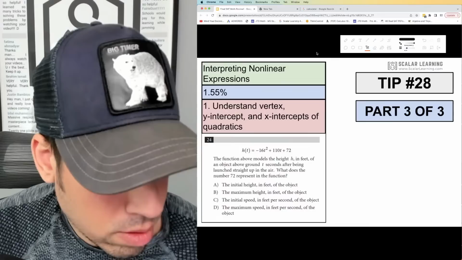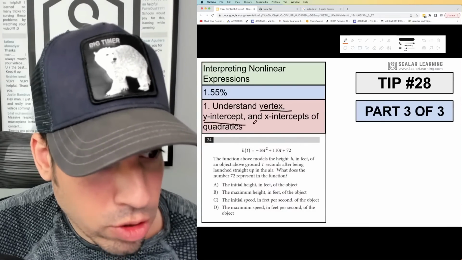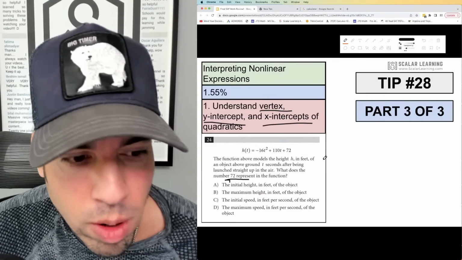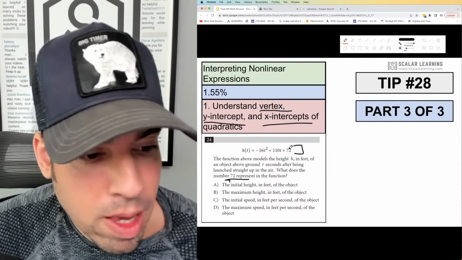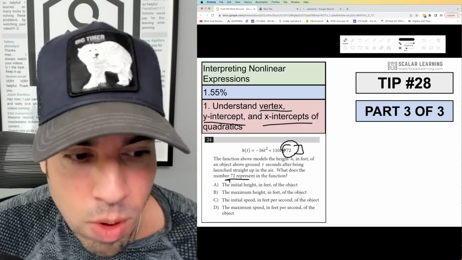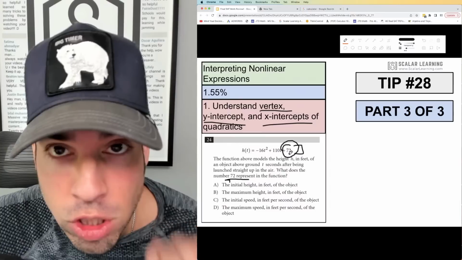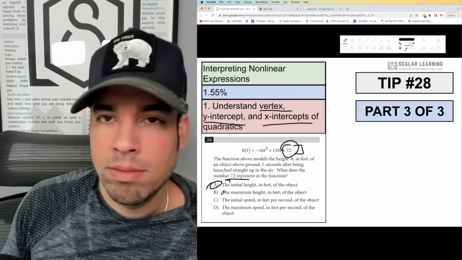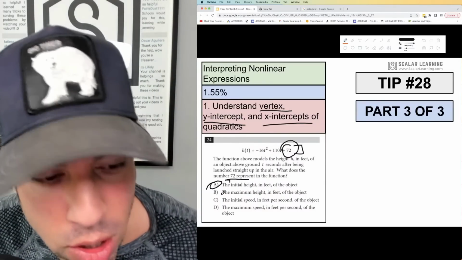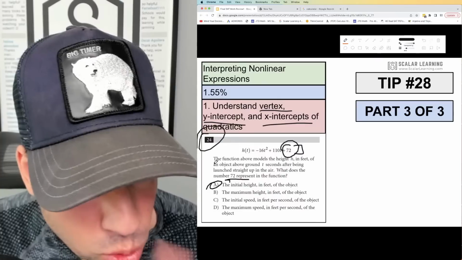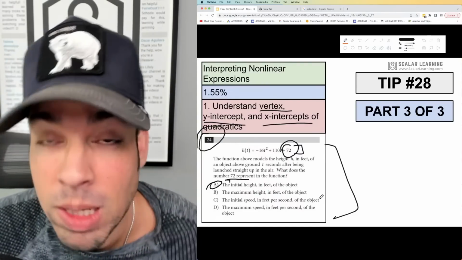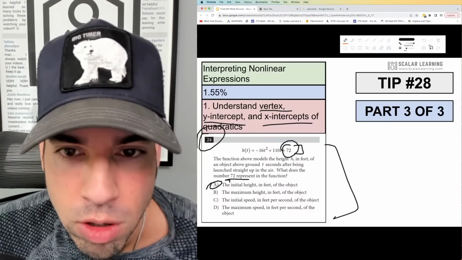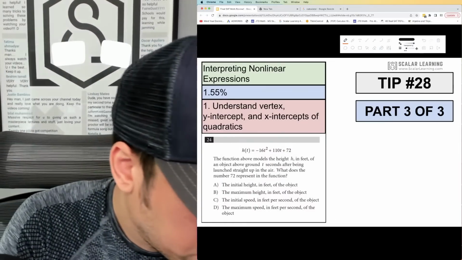Okay, tip 28. Understand vertex, y-intercept, x-intercepts. Function goes here. What does the number 72 represent? Now, in standard form, this value is your y-intercept, which means it's your starting value, initial value. Look at that. Initial height. We're done. This looks like a pretty hard question, actually, right? It's later in the game, 24. It's a lot of words, but you know your stuff. You know your quadratic stuff. Good to go. That's also in my critical concept series, by the way.